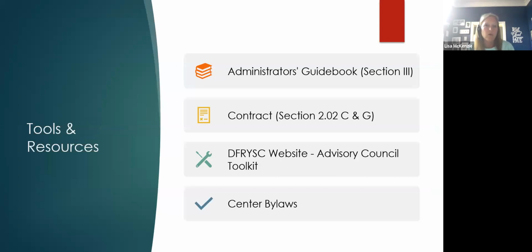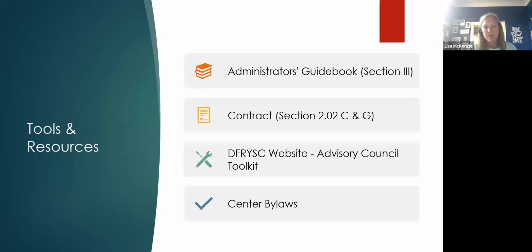So what tools are we going to be referring back to today? We're going to be talking about the Administrator Guidebook, specifically Section 3 that has to do with advisory councils, and the contract, Section 2.02 and Sections C and G in that section of the contract. The guidebook and the contract provide information on the role, authority, membership, meetings, and other contractual requirements of the Center's Advisory Council. So those are the two tools you will look to for that information.